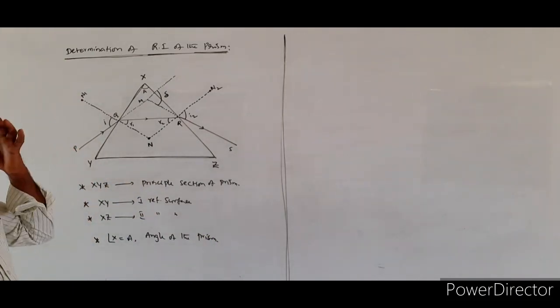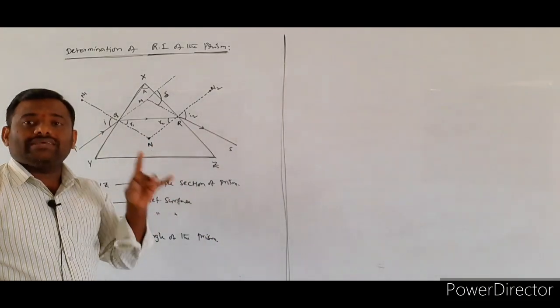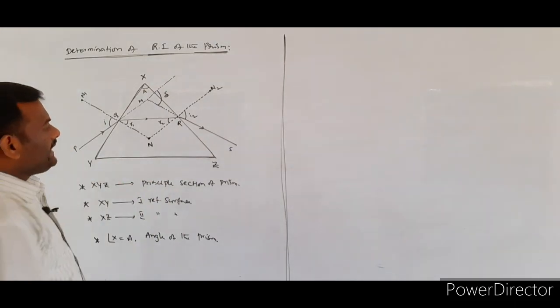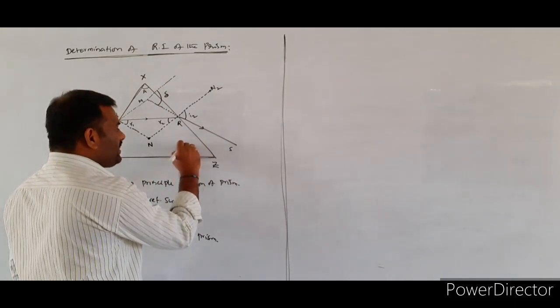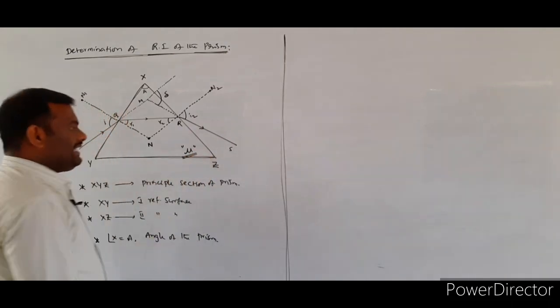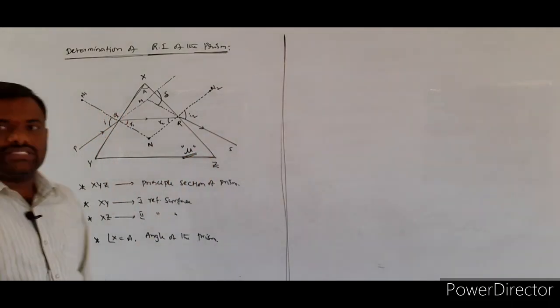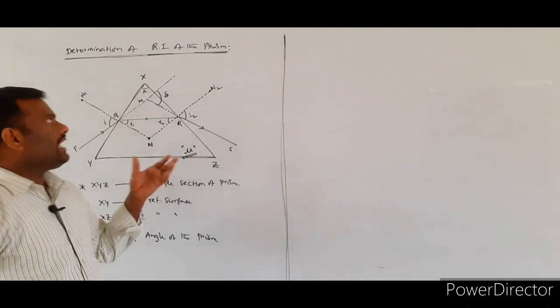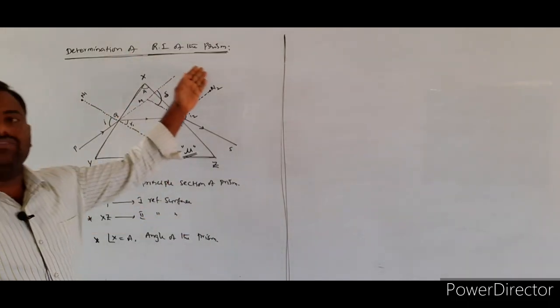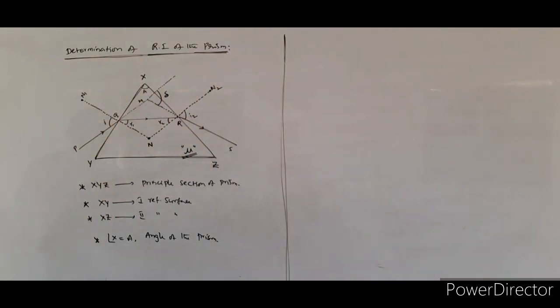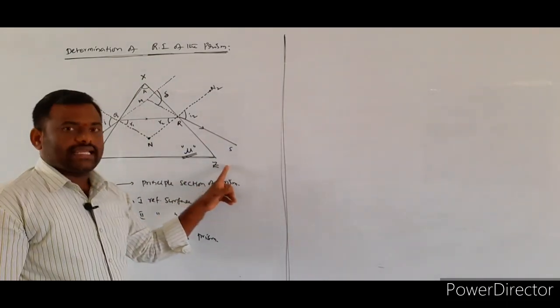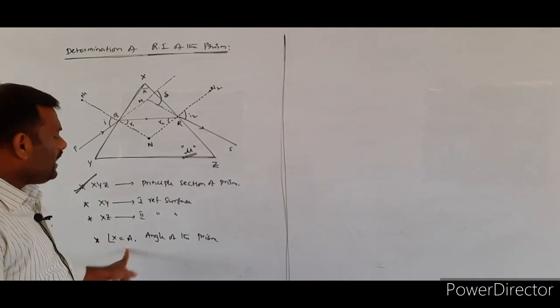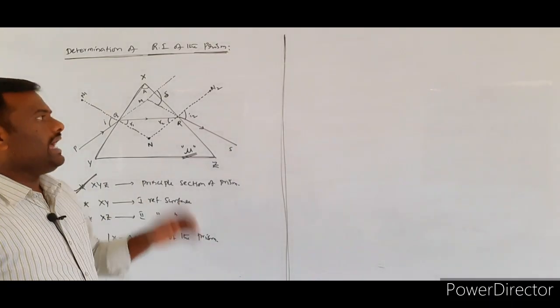The prism is made of some material, and this material has some refractive index. I am assuming that the refractive index of the given prism is equal to mu. These are the assumptions made to derive the expression for the refractive index of the given prism. Once again, XYZ is the principal section of the prism, XY is the first refracting surface, XZ is the second refracting surface, and A is the angle of the prism.